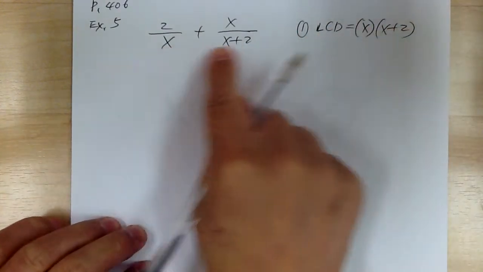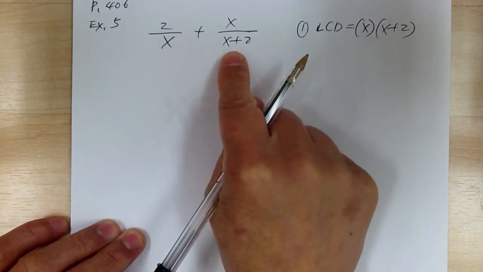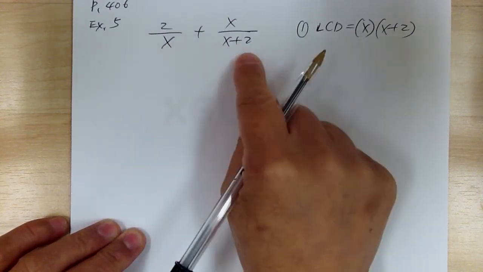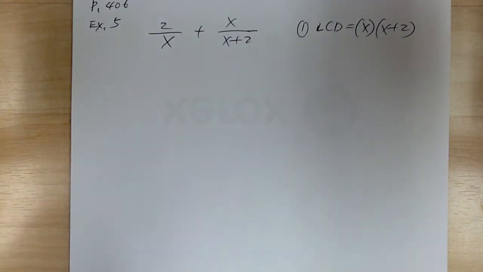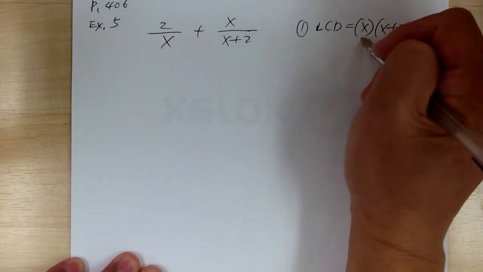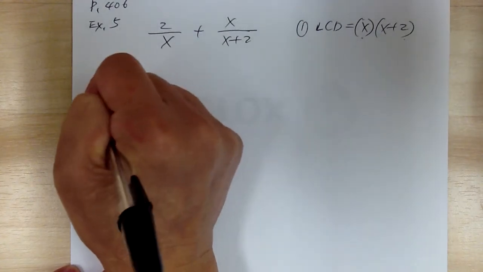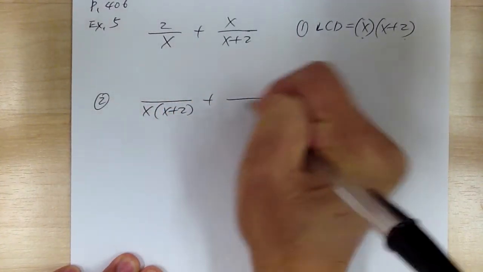Now these two are totally different things. Okay, just because you have x doesn't mean they're the same. Just like apple and pineapple, they are totally different things, right? Okay, they feel different, they look different, they taste different, right? They are totally different things. Okay, so step 1, LCD is x and x plus 2. Then you go to step 2, get your LCD ready.